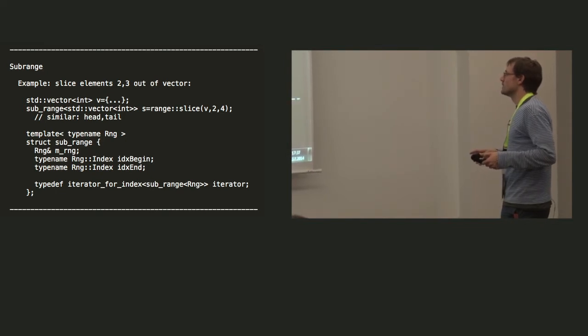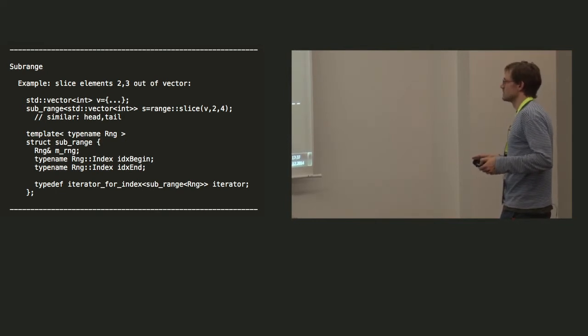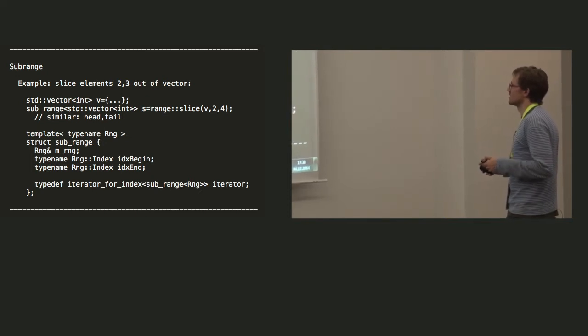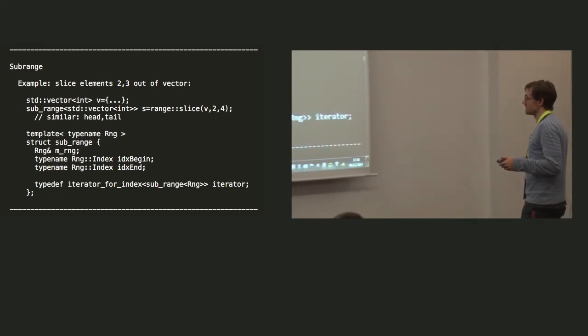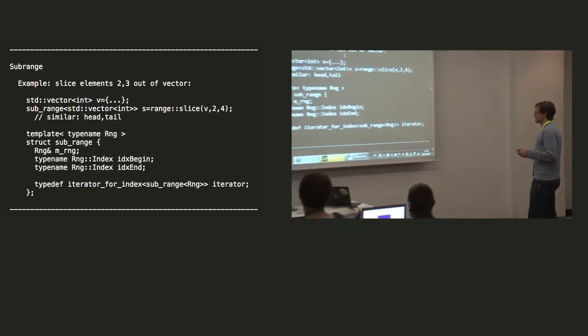Now, again, we generate our iterator with our generic iterator facility for index that turns that index stuff into iterators. Now we use this thing. This is basically what's being returned for something like slice. Right? We have a little function that says take this vector and give me a range that goes from the 2nd element to the 4th element. And this is then of type subrange std vector int.